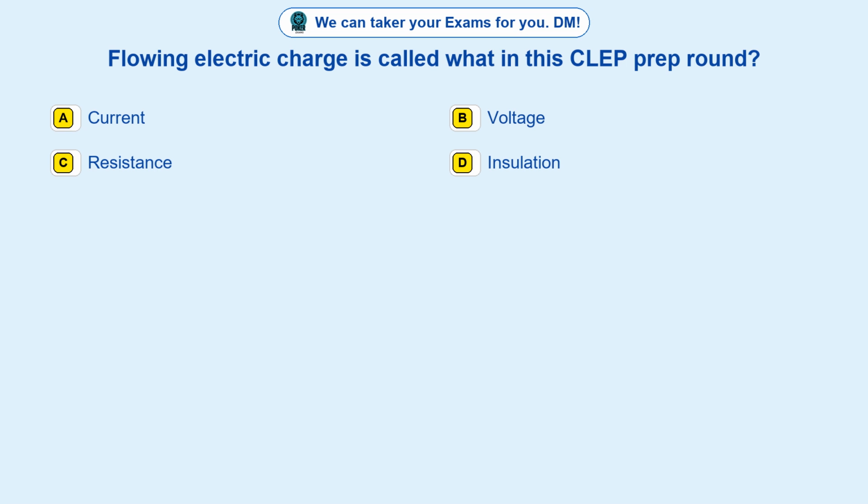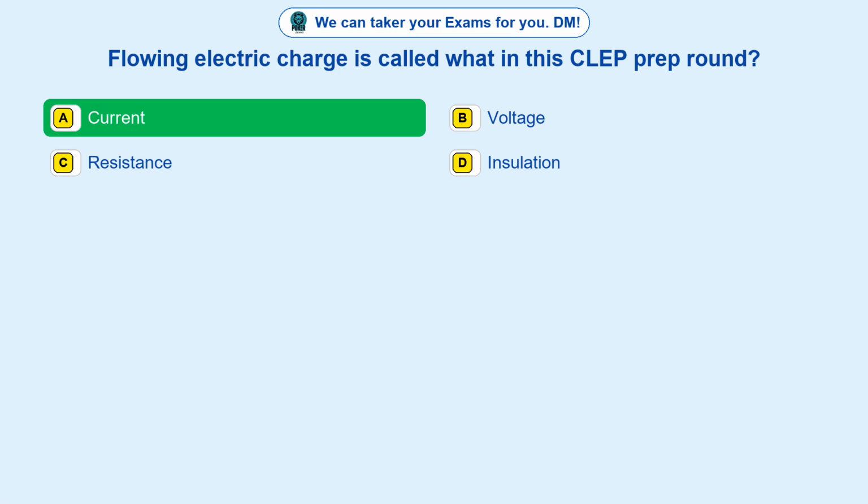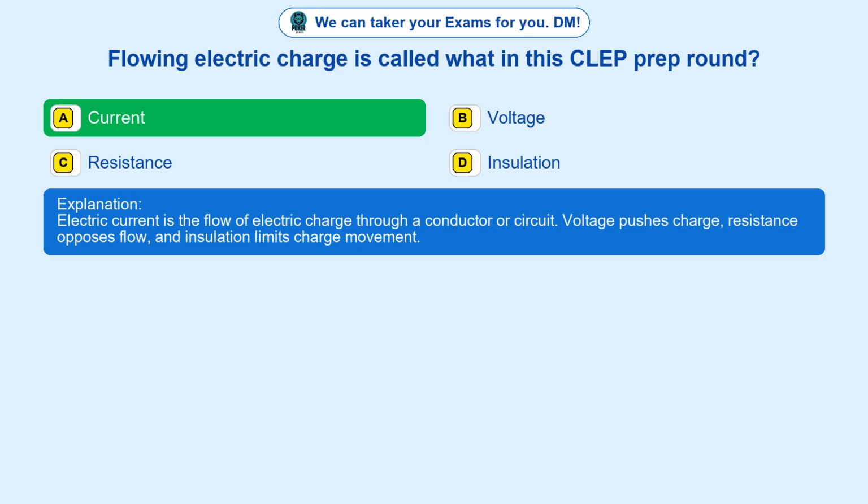Question 69. Flowing electric charge is called what in the CLEP prep round? Option A, current. Option B, voltage. Option C, resistance. Option D, insulation. The correct answer is option A, current. Electric current is the flow of electric charge through a conductor or circuit. Voltage pushes charge, resistance opposes flow, and insulation limits charge movement.